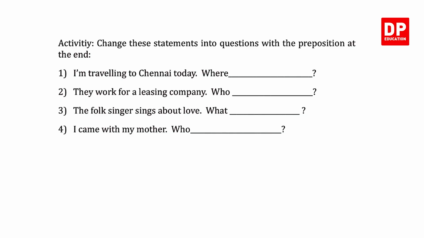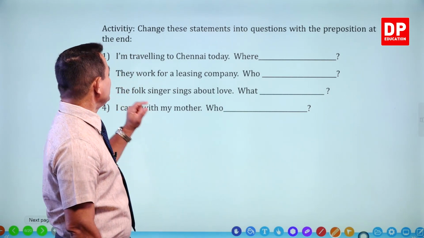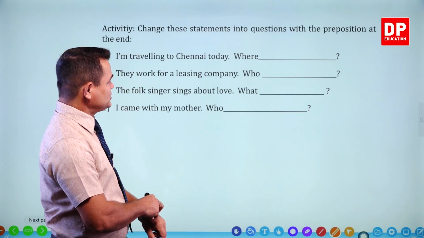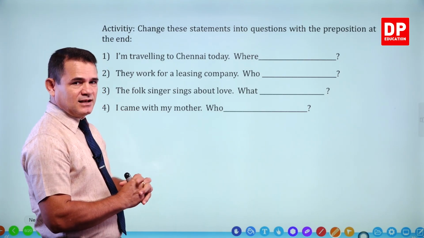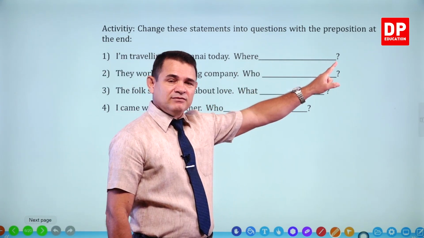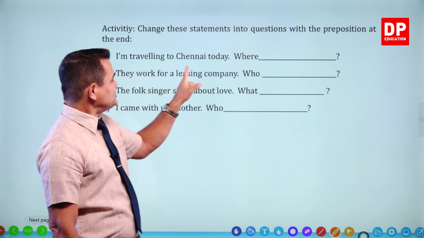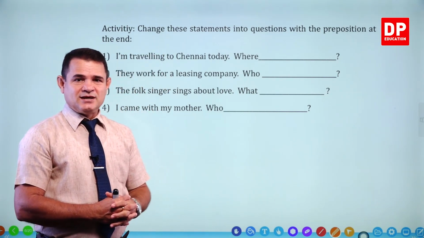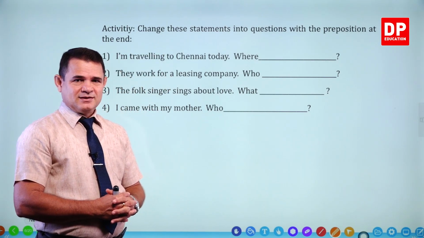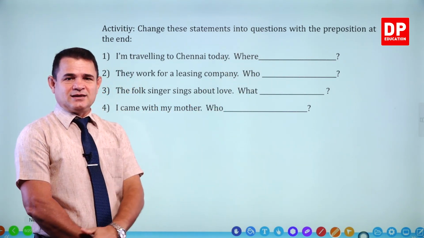And with that we are going to do a small activity, because it's a nice style. Change these statements into questions with the prepositions at the end. I am traveling to Chennai today. I am traveling to Chennai today. How do we make the question?